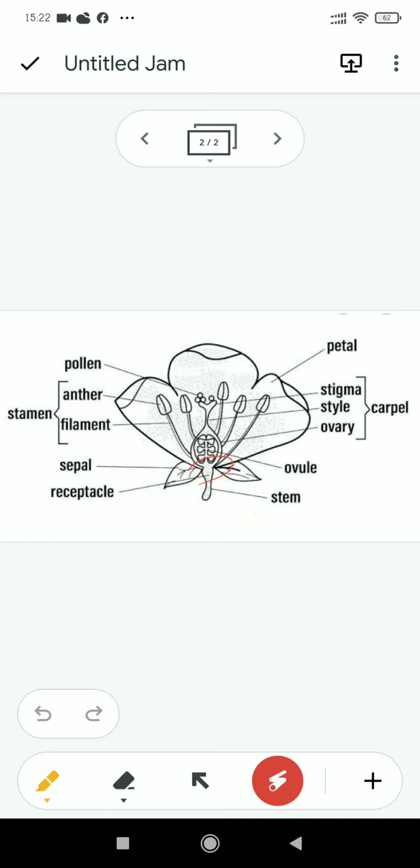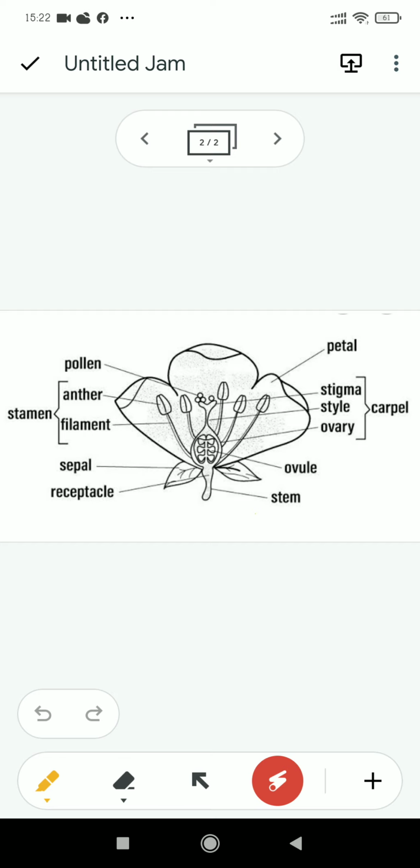Receptacle is this portion of the flower that holds the flower, and from this receptacle the organs of the flower are originated. So then we will come to sepal. And what is sepal? This sepal also gives support to the flower, and all the sepals are collectively called calyx.